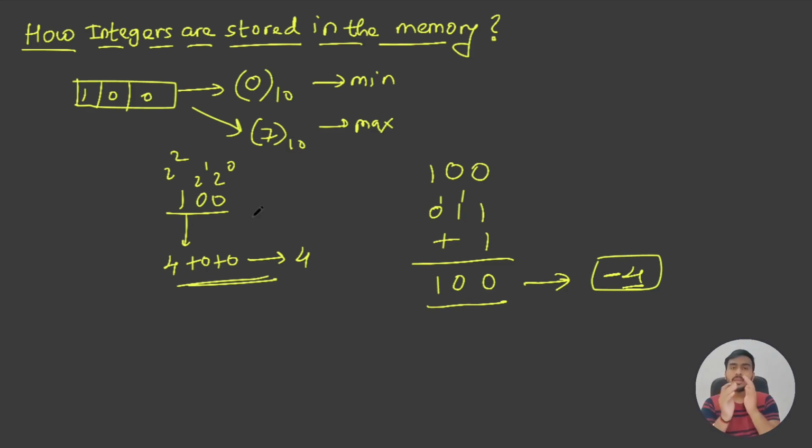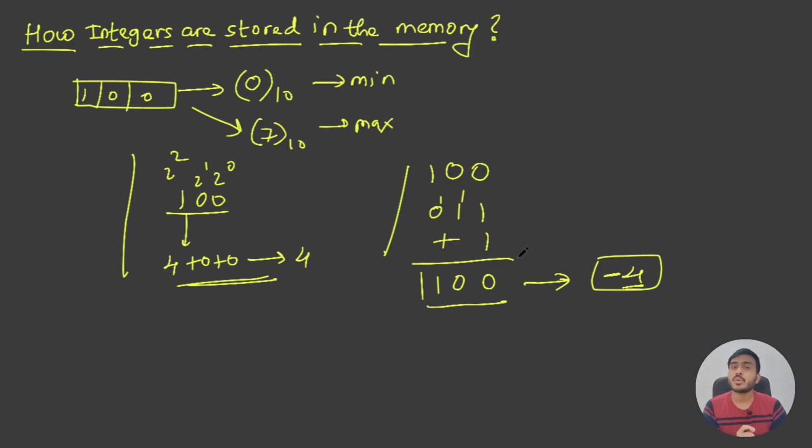Now one important question: how will a compiler get to know whether to convert a number as a positive decimal number or as a negative decimal number, because the methods are different. For positive we are directly converting it into decimal, but for negative first we are taking one's complement, then we are adding 1 to it, and then whatever number we are getting we are adding a minus sign in front of it. So the methods are very different. So how will a compiler get to know which method to follow?